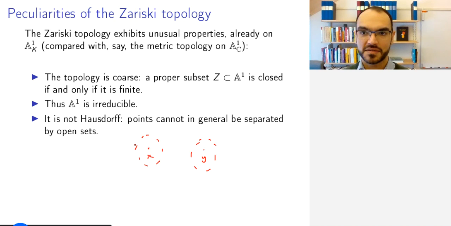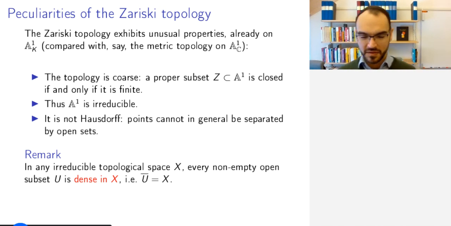Because all the open neighborhoods will be the whole affine line, with the exception of a finite number of points. So they will intersect in such a huge set as well. And much that lies behind this is in the following remark, that if you have any irreducible topological space, then an open subset is either the empty set or it is dense in X, meaning that its closure is the whole space. That is the definition of a subset being dense. Pause and think why this is the case.